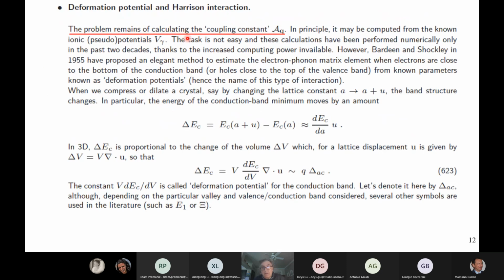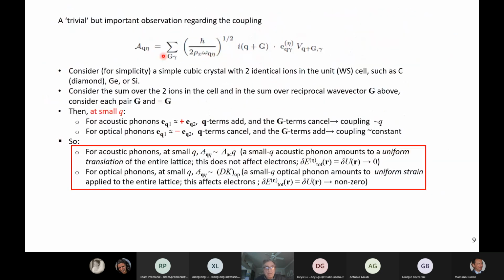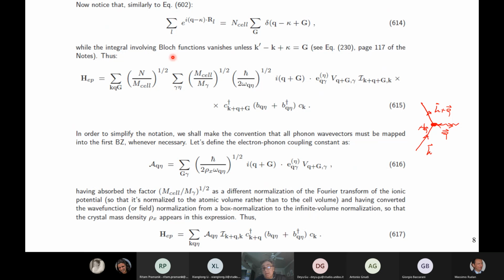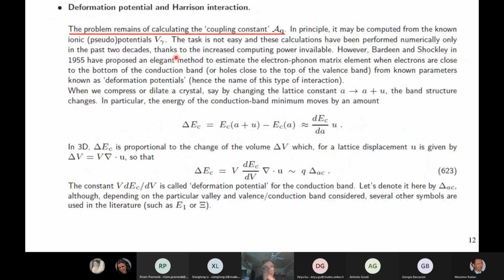So, I told you, nowadays we can use DFT to calculate this coupling constant. I remind you, this script A has this form if we use pseudopotentials, but in general we can go back to density functional theory, and then we can perform the calculations of the change of the total energy, and so the matrix element, directly from the calculation of the total energy of the perturbed system. Historically, as I told you, this was not possible.